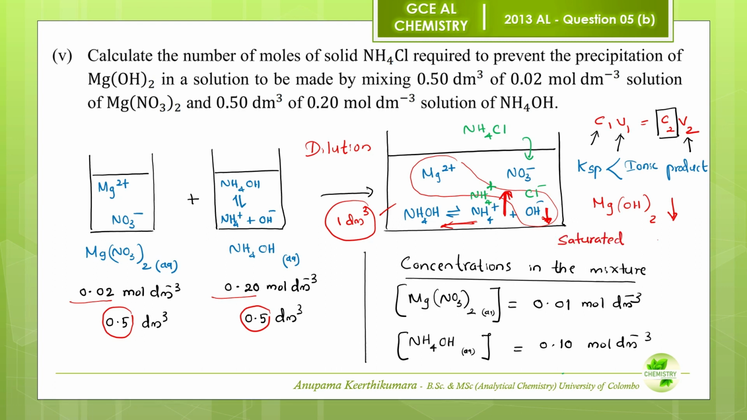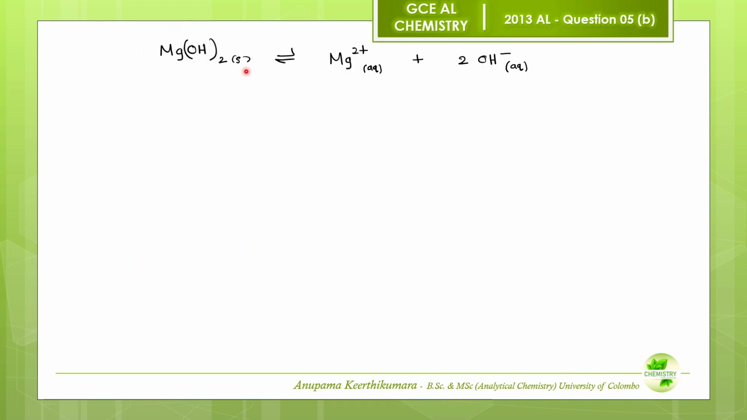For this question, we have to consider a saturated solution of magnesium hydroxide. In that case, Ksp equals the ionic product. Now we will move to the calculation. This is the equilibrium between solid magnesium hydroxide and the respective ions. The concentration of magnesium 2 plus in this solution is 1 times 10 to the power minus 2 moles per cubic decimeter. The Ksp value of magnesium hydroxide is given in the question.